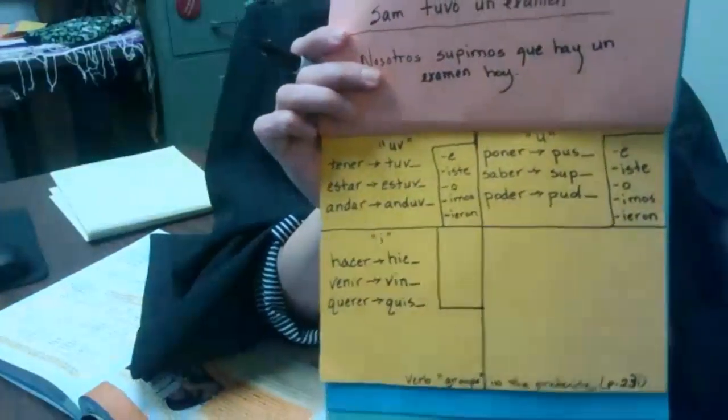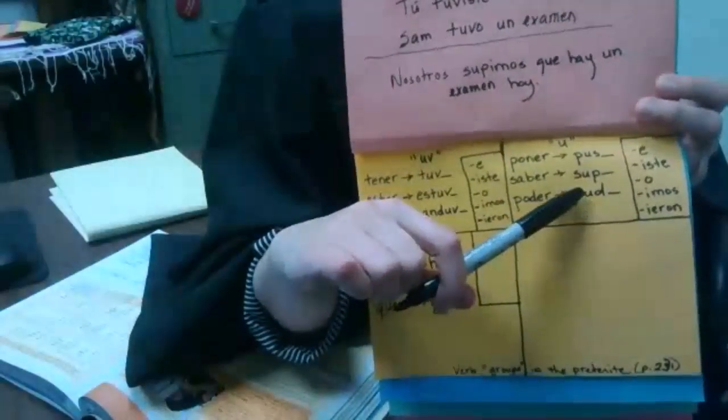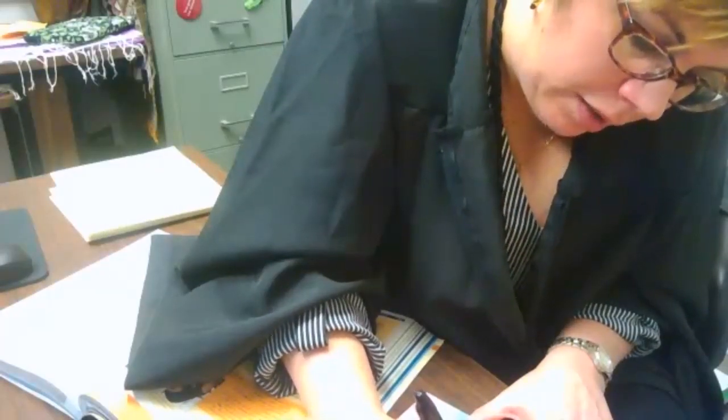Okay, so let's make our box with our endings for this group. And guess what? Here's our box. The endings for this group are the same as the UV group and the U group. They're exactly the same. Okay? So, it's going to be e, tuve, or puse, iste, o, imos, and ieron.